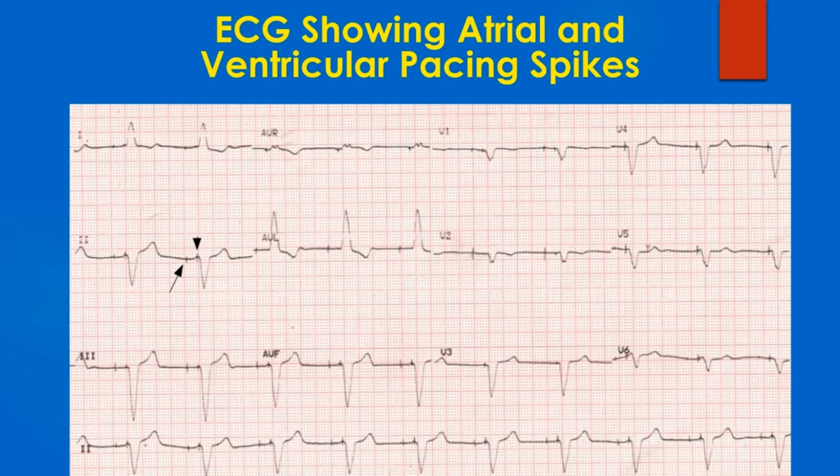Regular ventricular capture is seen after each ventricular spike. The paced QRS complexes are wide and have a left bundle branch block pattern with left axis deviation. This suggests a ventricular pacing site at right ventricular apex or right ventricular apical pacing. Similar pattern with normal QRS axis would suggest pacing from the right ventricular outflow region or RVOT pacing.